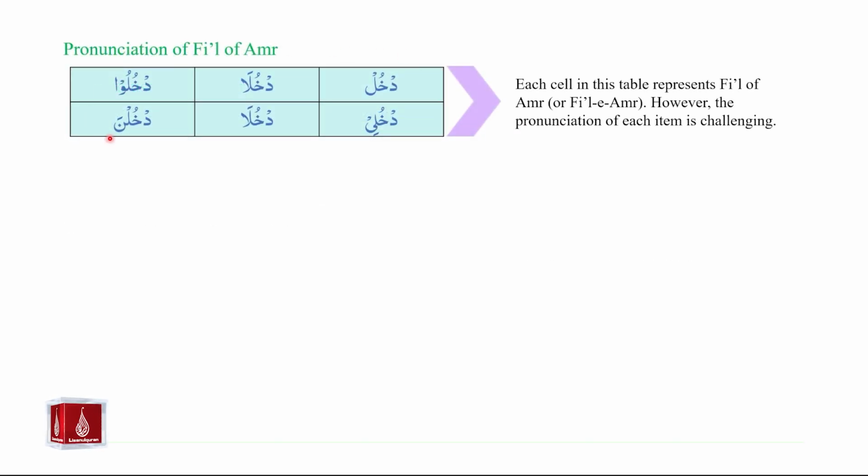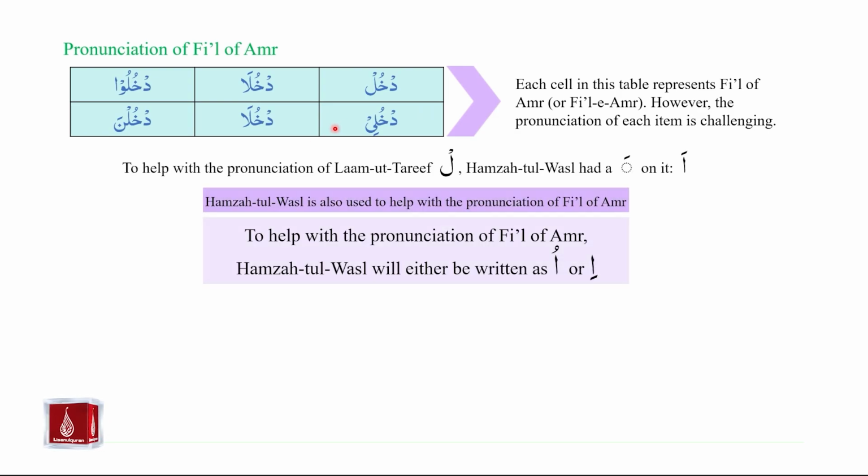This is our table of fail of amr, and in order to pronounce each cell, we need the services of hamzatul wasl. Please note that to help with the pronunciation of laam tarif, hamzatul wasl had a zabar on it. So hamzatul wasl was written like this. Hamzatul wasl is also used to help with the pronunciation of fail of amr. But in the case of fail of amr, hamzatul wasl will either be written as hamza with the pesh on it or hamza with the zair underneath it.